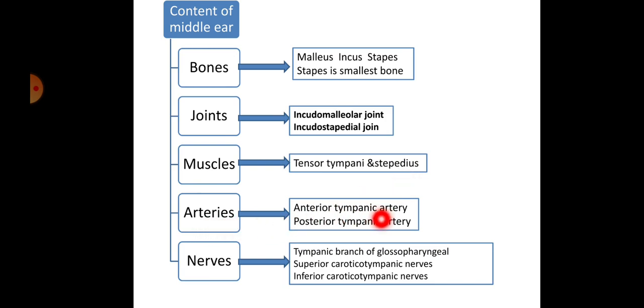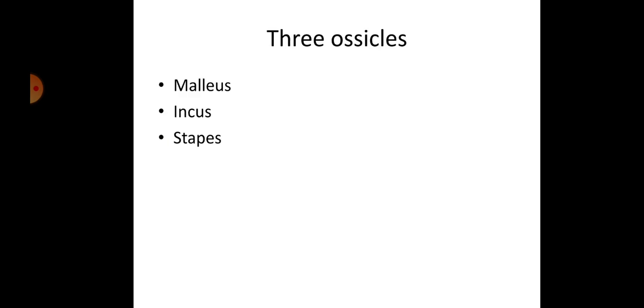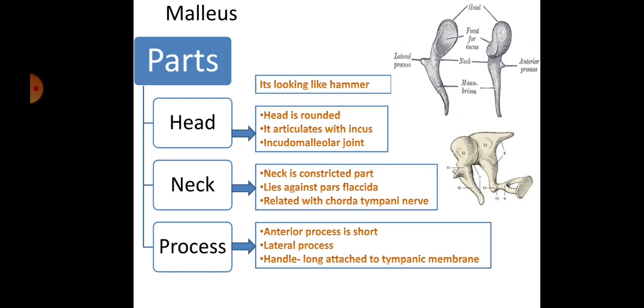And arteries, mainly two arteries are found, the anterior tympanic artery and posterior tympanic artery. And nerves: the tympanic branch of the glossopharyngeal nerve and the superior and inferior caroticotympanic nerves. These are sympathetic nerves arising from the carotid nerve plexus. One by one we are going to discuss. First we are going to discuss the ear ossicles: the malleus, incus, and stapes. First, the malleus.